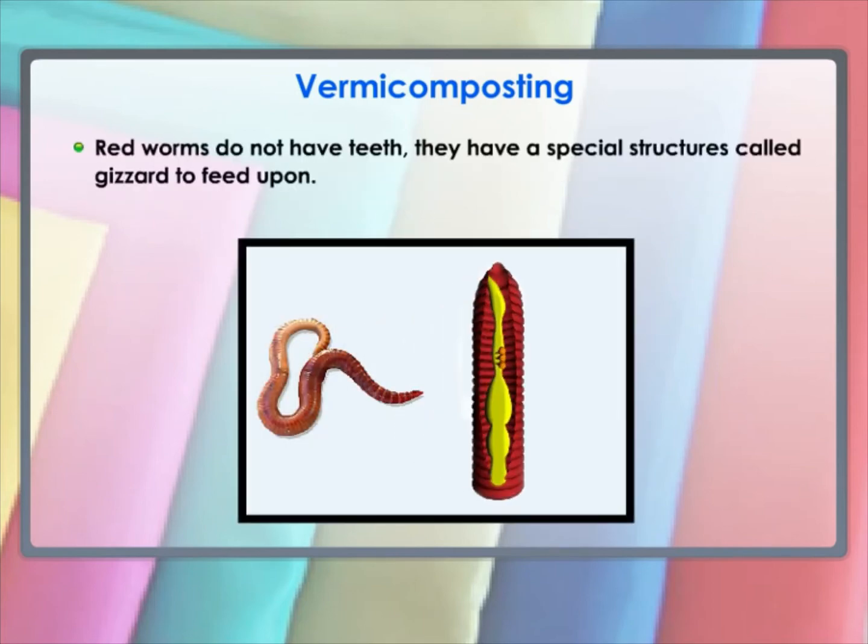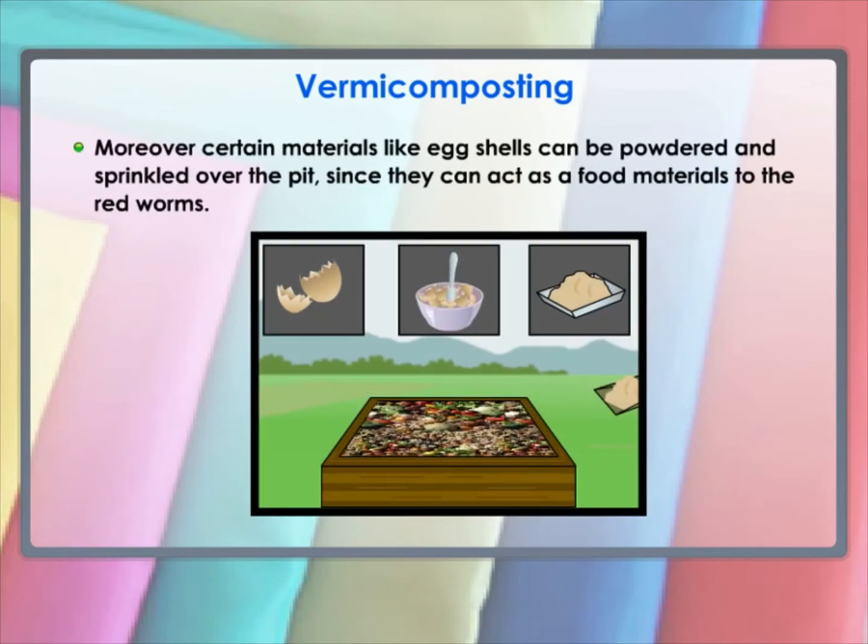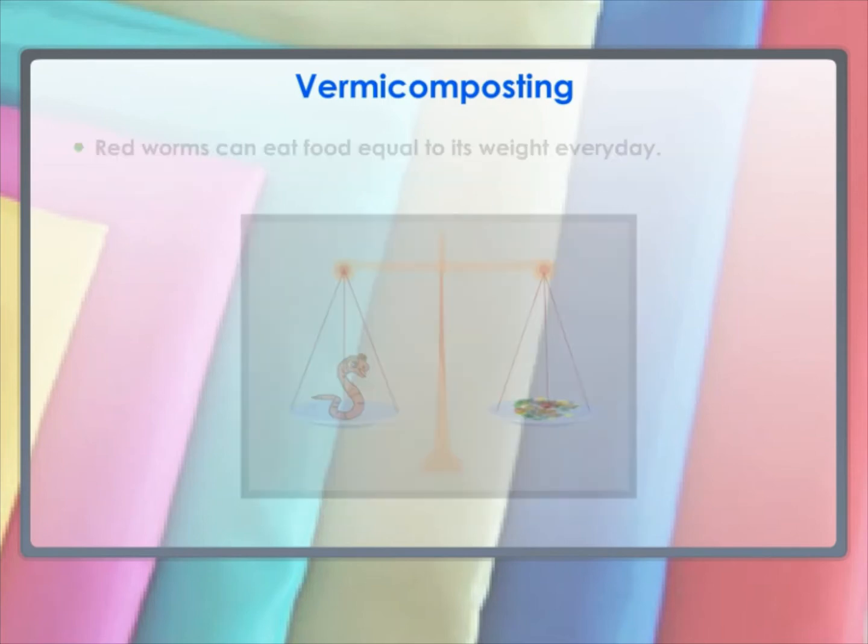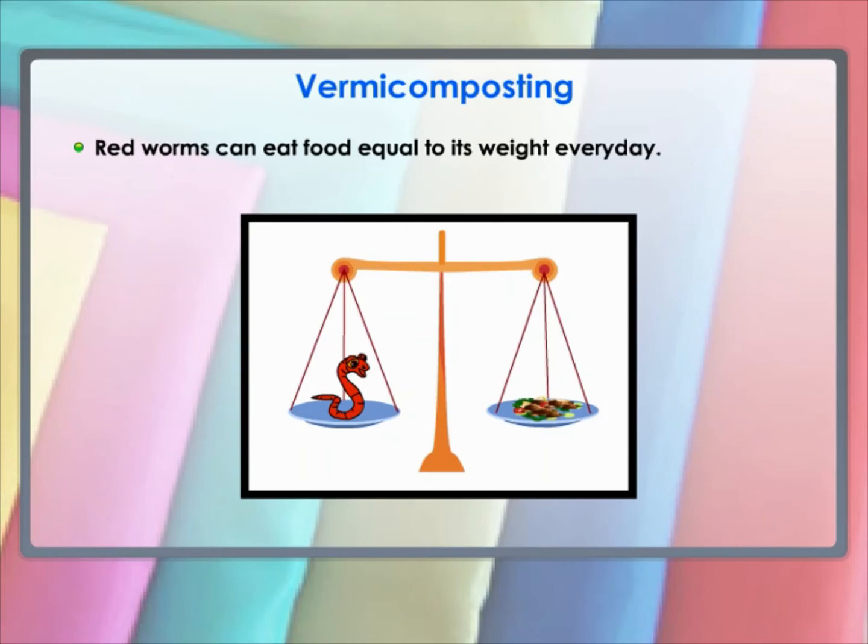Redworms do not have teeth. They have a special structure called gizzard to feed upon. Moreover, certain materials like eggshells can be powdered and sprinkled over the pit, since they can act as a food material for the redworms. Redworms can eat food equal to their weight every day.